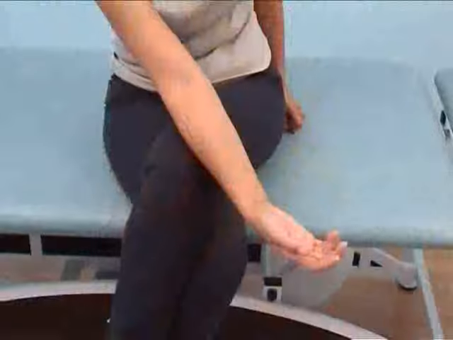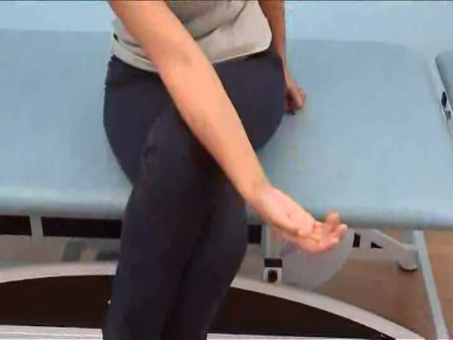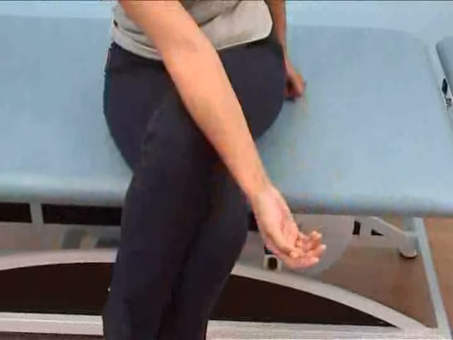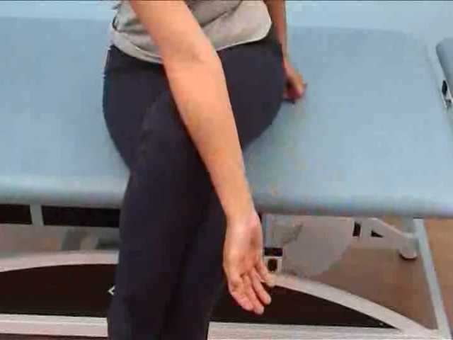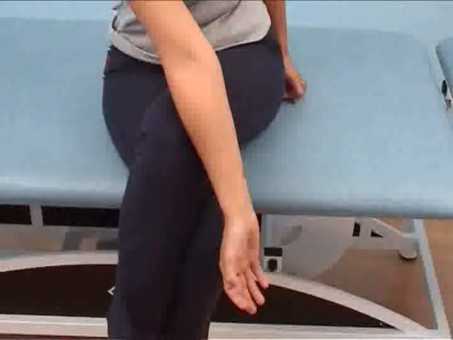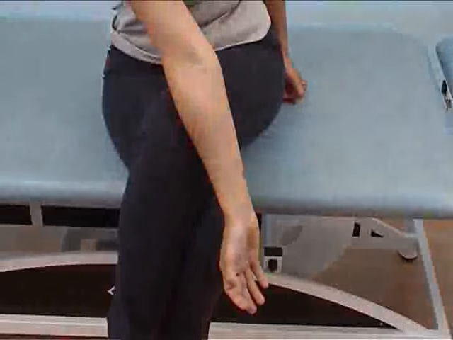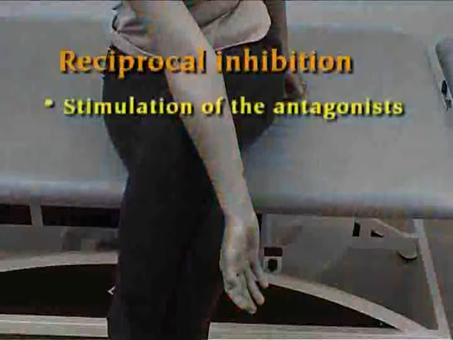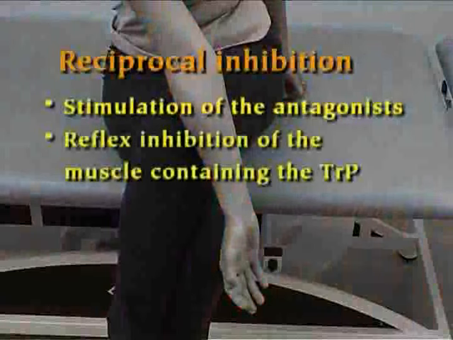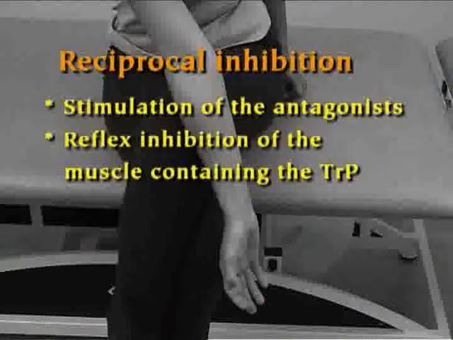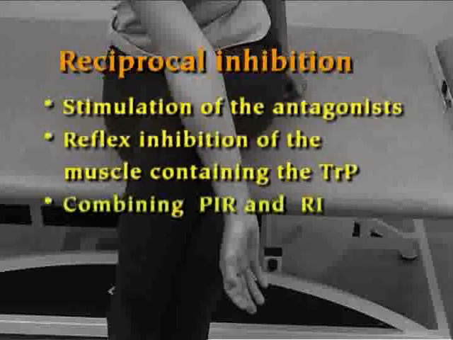For self-treatment, the patient can also make a maximum movement in the direction of the relaxation with considerable force and hold it for several seconds. In this way, the antagonists of the muscle relaxed are stimulated, inhibiting the muscle containing the trigger point in a reflex way. For greater effect, it is useful to combine post-isometric relaxation and reciprocal inhibition.